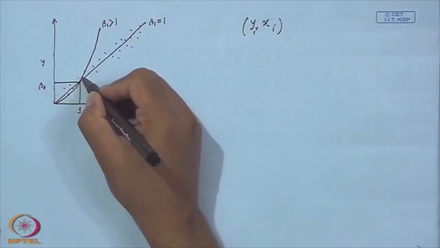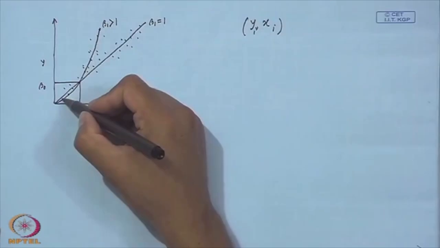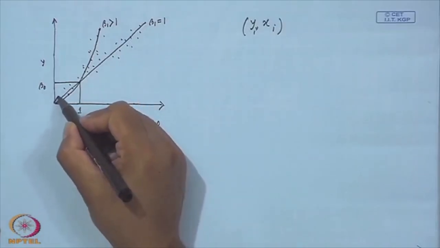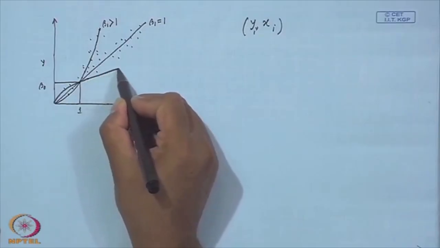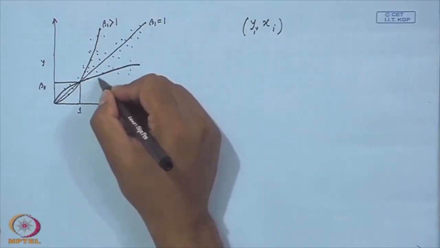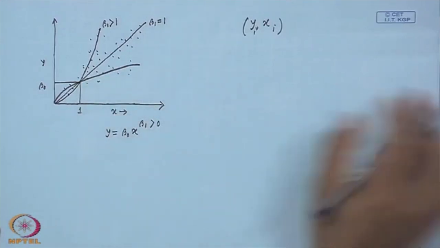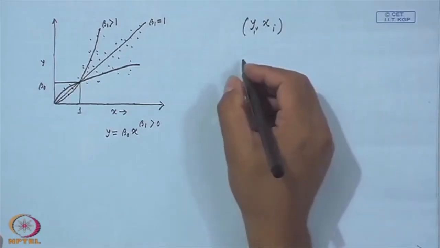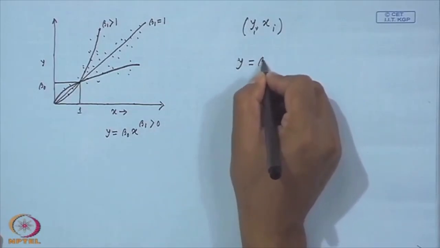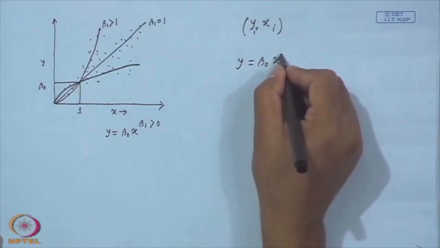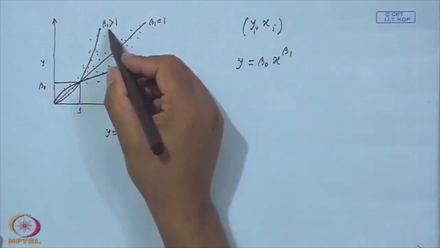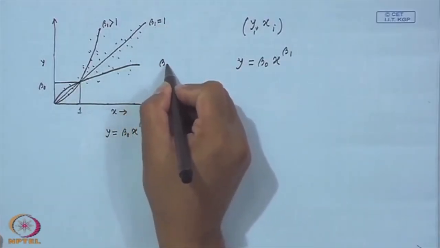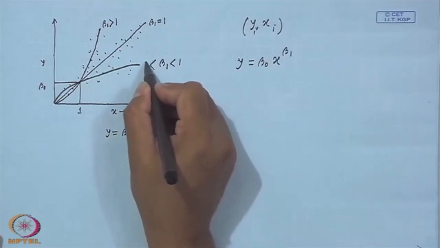But if you see the scatter plot is centered about this curve, or maybe about this curve, then the relationship between response variable and regressor variable is sort of polynomial, it is not a linear relationship. The relationship is y equal to beta naught x to the power of beta 1. So, this one is the case when beta 1 is greater than 1, this is the case when beta 1 is equal to 1, and this is the case when beta 1 is less than 1, but greater than 0.